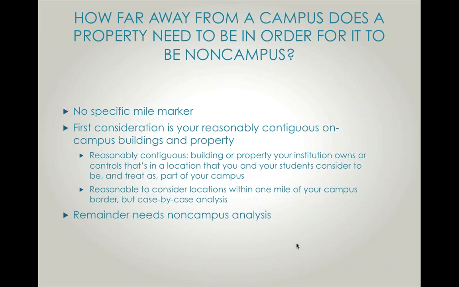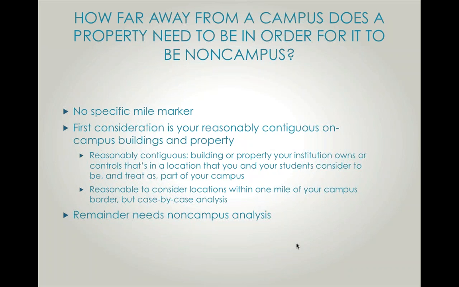So the first thing you would want to take into consideration is whether or not this piece of property is one first that you own or control, and then is it one that is not reasonably contiguous to your on-campus buildings or property. And we defined reasonably contiguous here, pulling this from the handbook, as the buildings or property your institution owns or controls that's in a location that you and your students consider to be and treat as part of your campus. And then it's reasonable to consider the 1 mile piece here with your locations within 1 mile of your campus border.